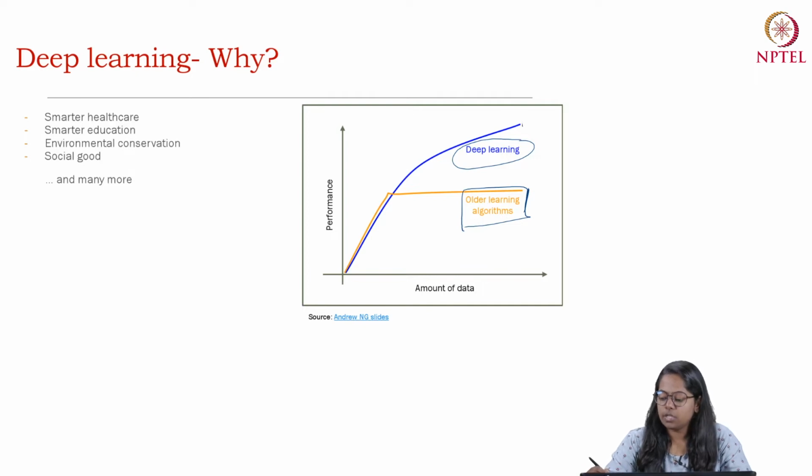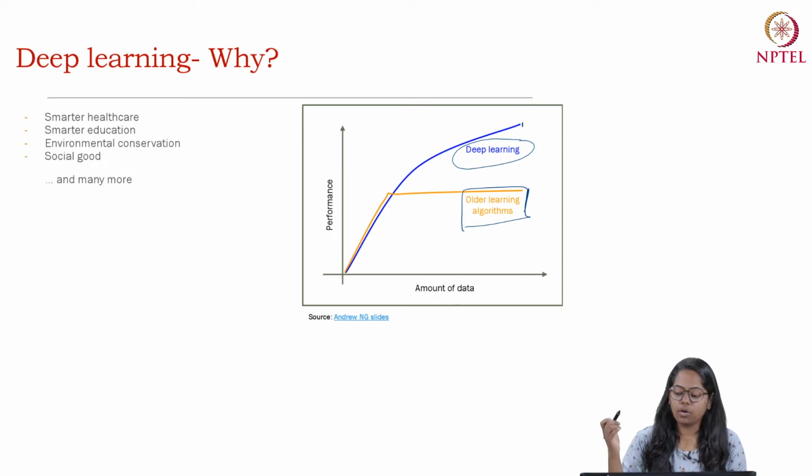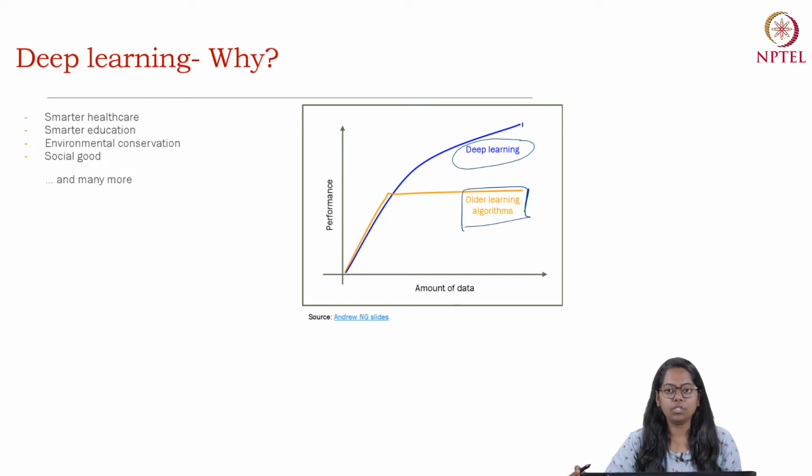Now, this performance increase is because of the amount of data that we have. So we know that these deep learning algorithms, especially these supervised deep learning algorithms, are data hungry algorithms. That is, the more data that we give to these methods, the better performance we'll get. Now, this deep learning methodology can be used in various domains in our day-to-day activities.